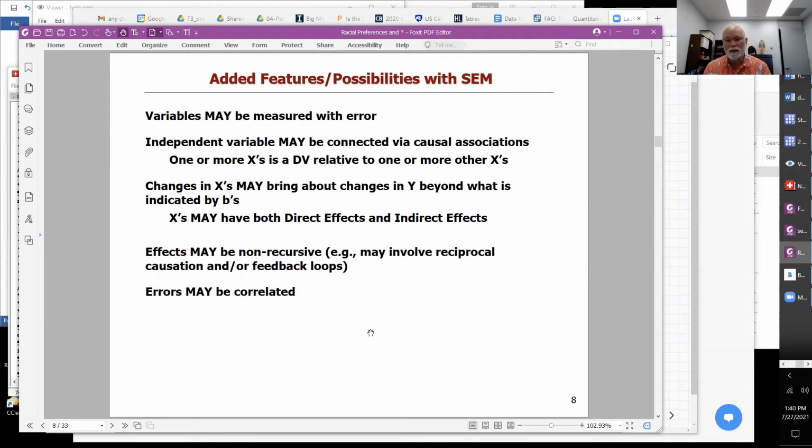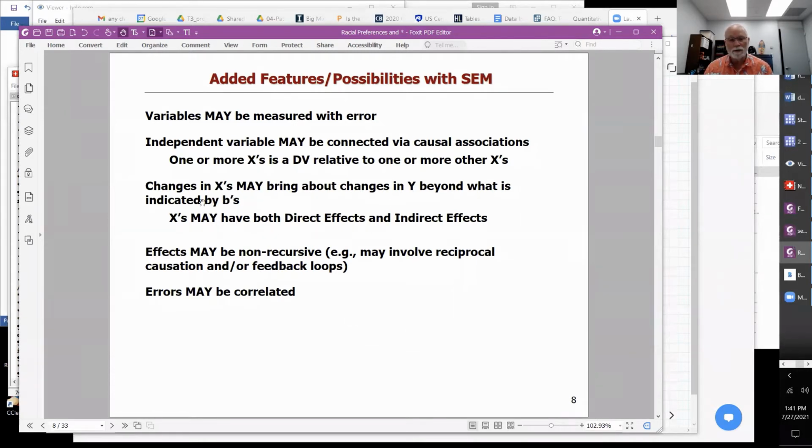So when we move to SEM, what we're making explicit is that, hey, maybe the variables are measured with error. If they are, can we represent that? If we can, we can conduct a more powerful, informative analysis. Hey, maybe the independent variables are connected via causal rather than spurious associations. If they are, we can potentially refine the analysis and get more out of it. We can get a more correct set of findings and a more informed set of understandings about what's going on.